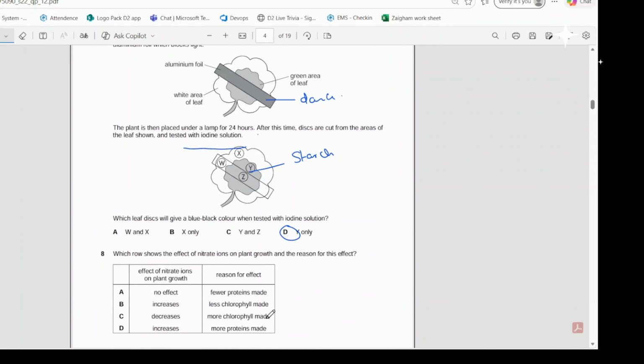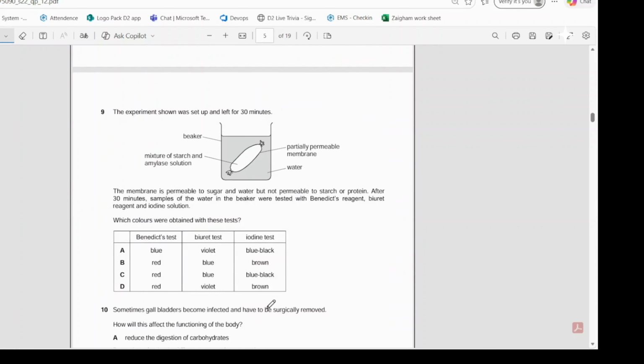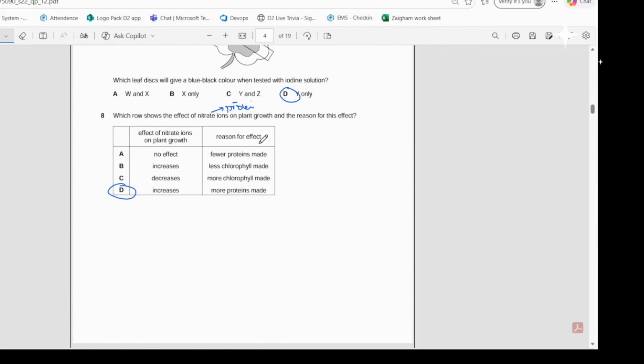Okay, which row shows the effect of nitrate ions on plant growth? D. So nitrate produces protein, and protein helps to increase the growth. So the growth would increase as there are more proteins. Okay, which mineral is for the chlorophyll? Magnesium. And what is the deficiency of magnesium called? Chlorosis.